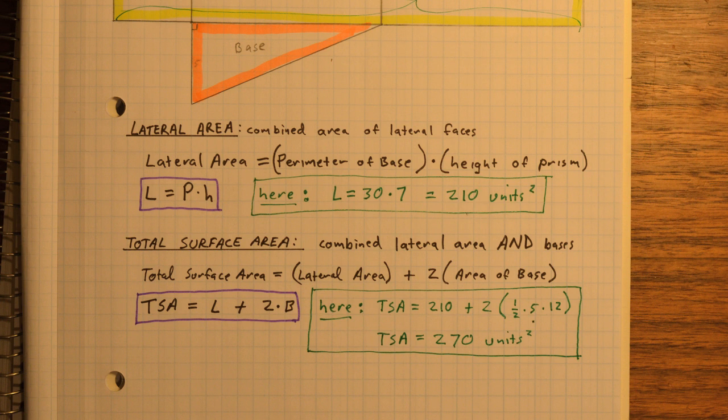So now might be a good time to remind yourself those purple boxes are important formulas. We have lateral area is perimeter of the base times height of the prism, and total surface area is lateral area plus 2 times the area of the bases. So make sure you get those down in your notes, the purple boxes there.